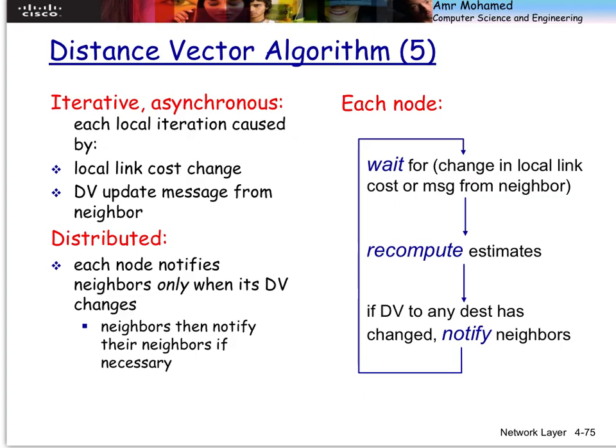So it's distributed, which we know. Each node notifies neighbors only when its distance vector changes, again, only if based on the routing protocol. Some routing protocols don't do that only if. They keep sending, even if they don't have a change, they have to keep reporting that periodically. RIP does that, for example.